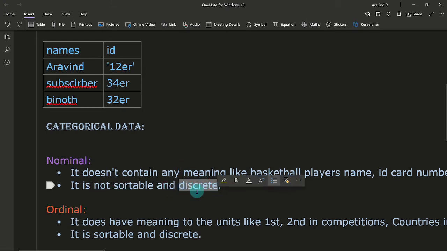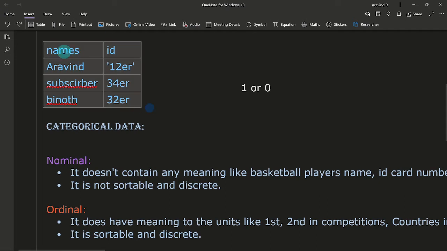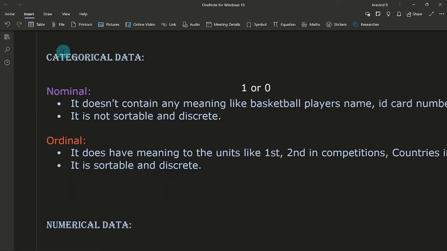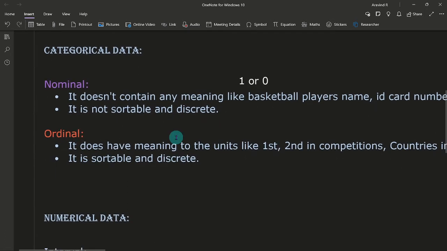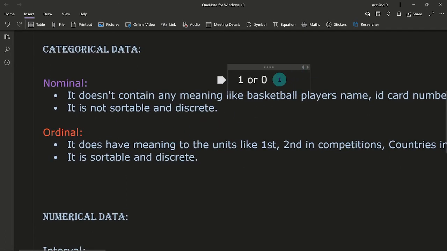Discrete is also one type of data type, something like one or zero, a specific number. I will come to discrete later. So this is categorical data as well. This is nominal data. It doesn't have any meaning. I hope you got the nominal.